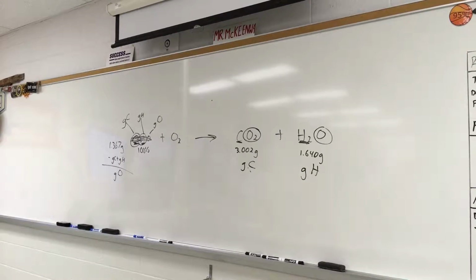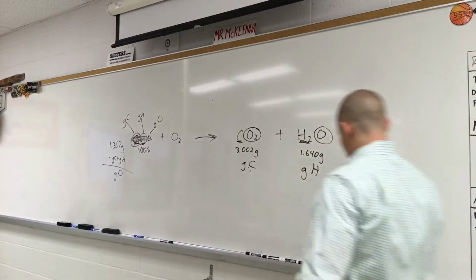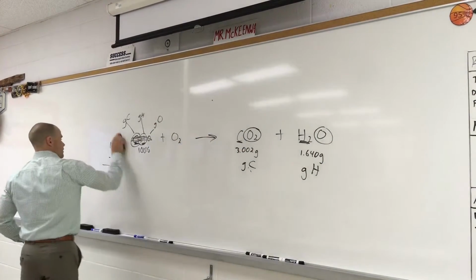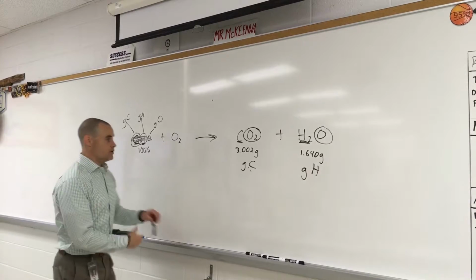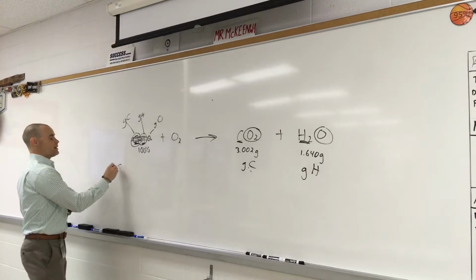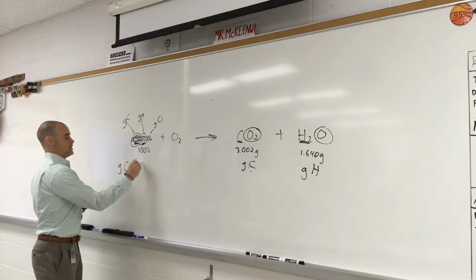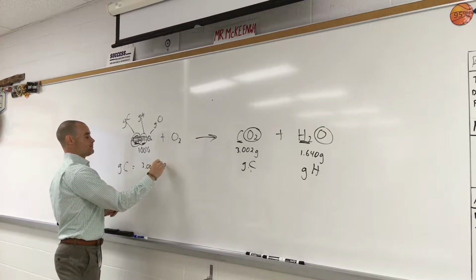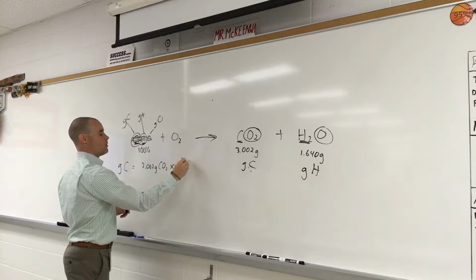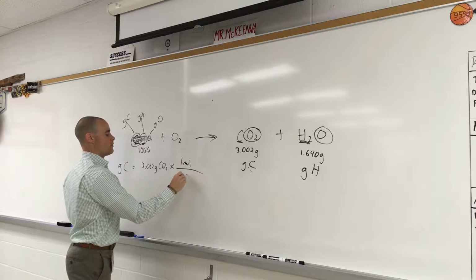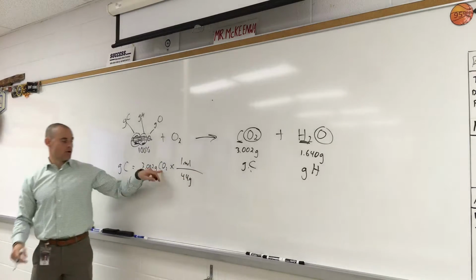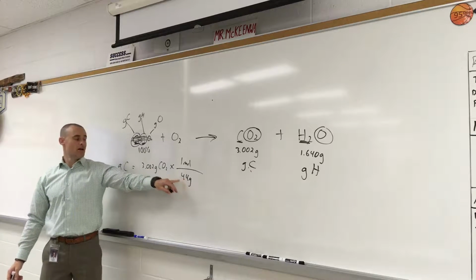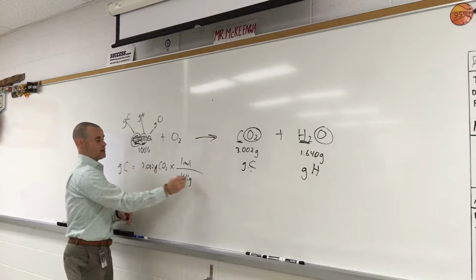All right. Okay. So erase this. So here's the plan. We're going to find grams of carbon. Here's how we do it. We take 3.002 grams of CO2, multiply by 1 mole over 44 grams, because the molar mass of CO2 is 44. So we're canceling grams, and we get.